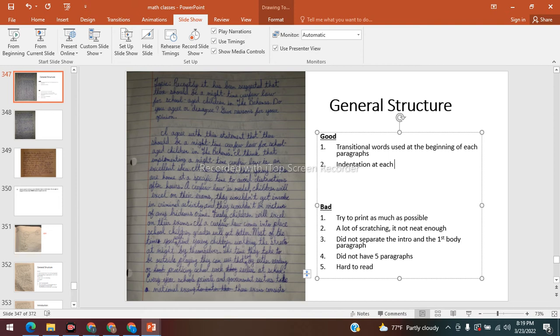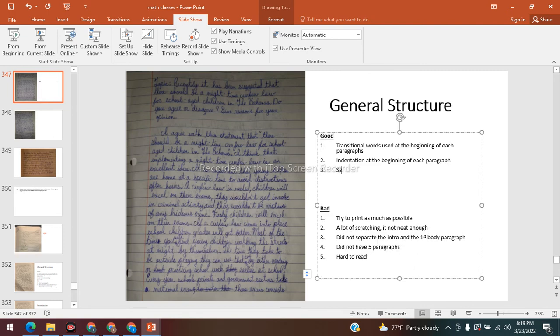Looking at each one, I think spelling. Let me zoom in a bit. I think the spelling is good. Yeah, for the most part. I can't see anything, but from here it looks okay. The spelling looks great. Spelling and punctuation, generally.